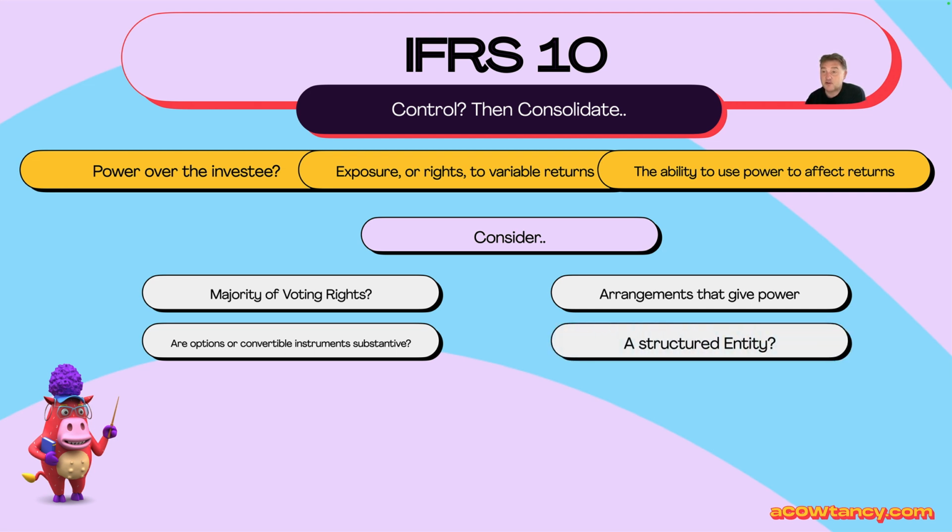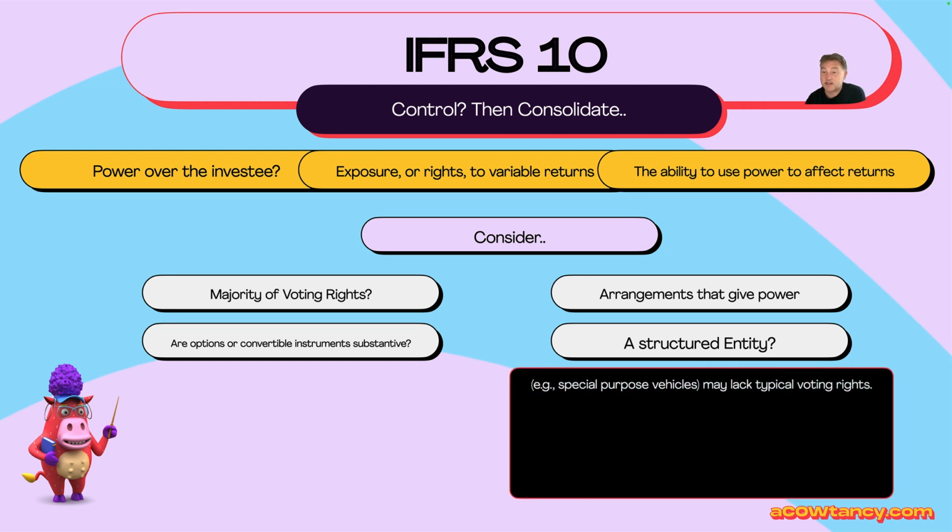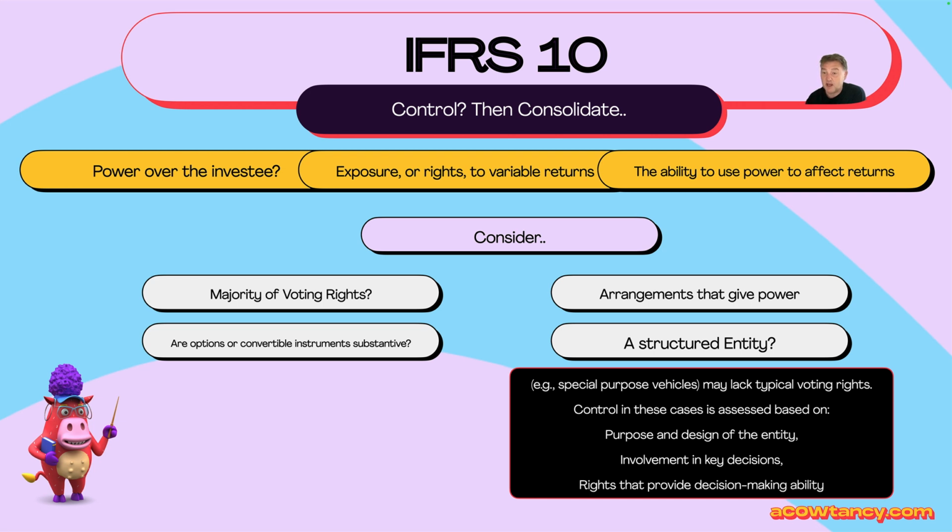Or be on the lookout for a structured entity. What's a structured entity, you ask? Well, I'm pleased you asked. It's a special purpose vehicle that may lack typical voting rights. So what you're looking for instead, you're looking for cases where control is the purpose and design of the entity. Was it set up so that it did something for you? Are you involved in the key decisions? And do the rights provide decision-making ability?